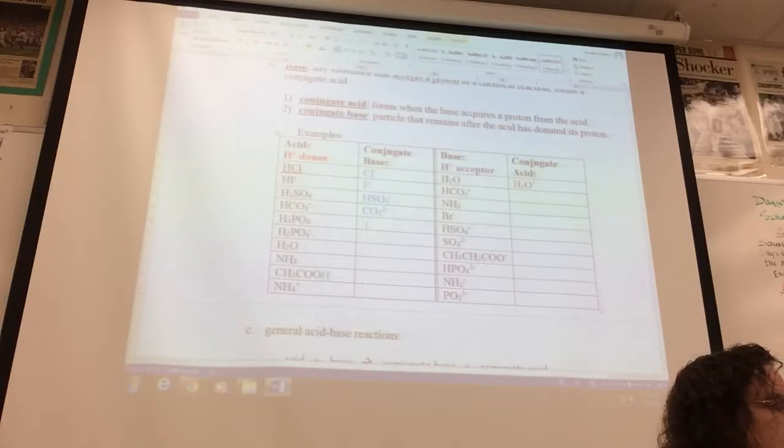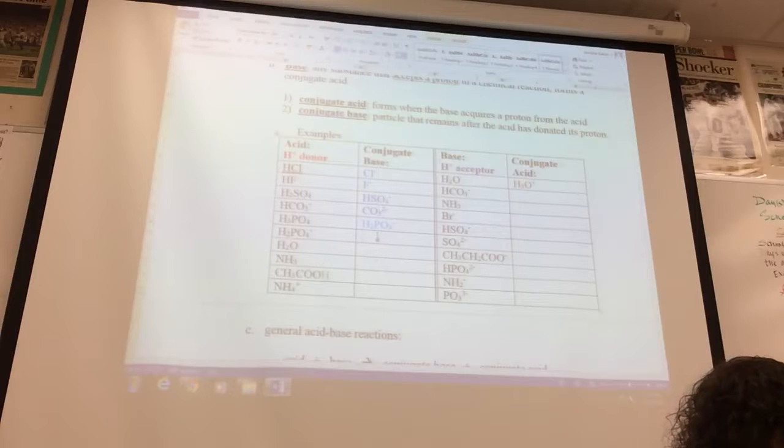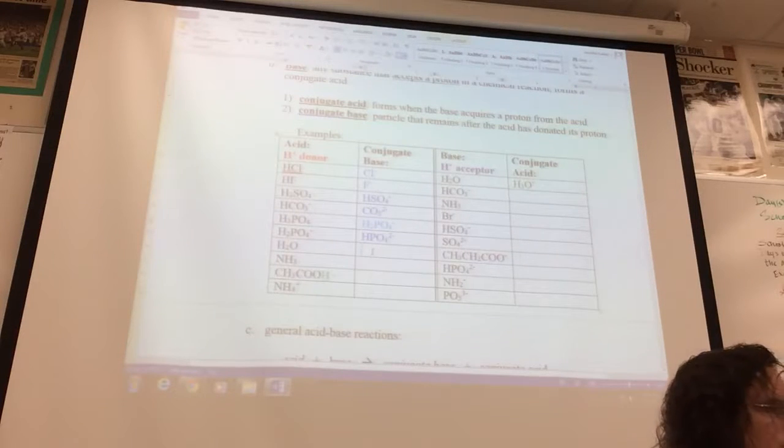This is H2PO4 minus. Now what about this? This is the dihydrogen phosphate ion. This would be 2 minus.